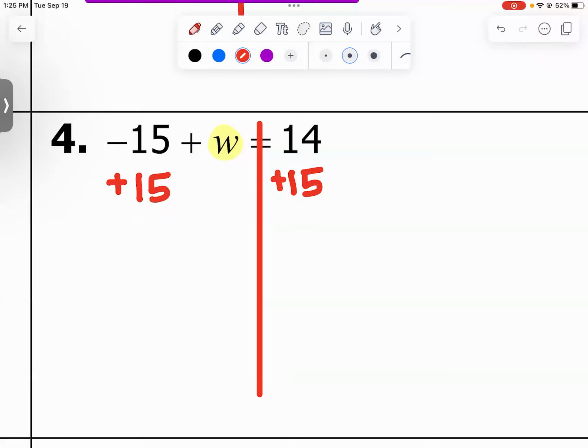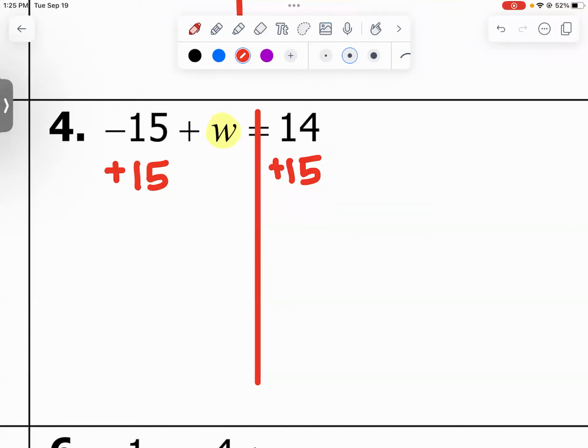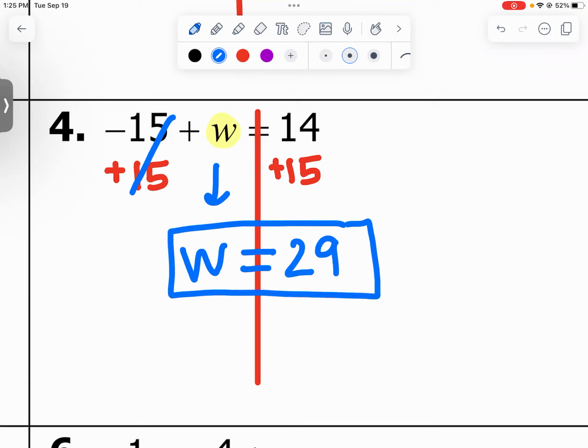Reagan? What do you think it is? Minus negative 15 is the same as plus 15. Oh. Yeah. Okay, so the important thing here is, if I want W to be by itself, does minus 15 plus 15 cancel out? Yeah, they do. And we are left with W equals 29. So you can do it any way on that one.